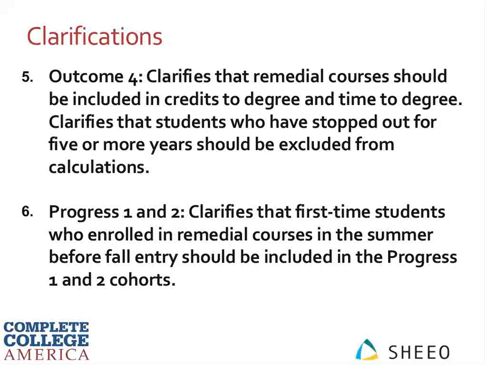On progress 1 and 2, our remediation enrollment and completion metrics, we are clarifying that first-time students who enrolled in remedial courses in the summer before fall entry should be included in the progress 1 and 2 cohorts. So if you were going to include them in the fall cohort and they did start courses, a bridge program, or some other course to take care of remedial issues before they start in the fall, as long as you've classified them as fall starters, they should be in that fall cohort as remediation students, students who started in developmental ed. If they started in June or some point where your state would not recognize them as starting in the fall, then they wouldn't be. But otherwise, we will include them in the fall cohort.